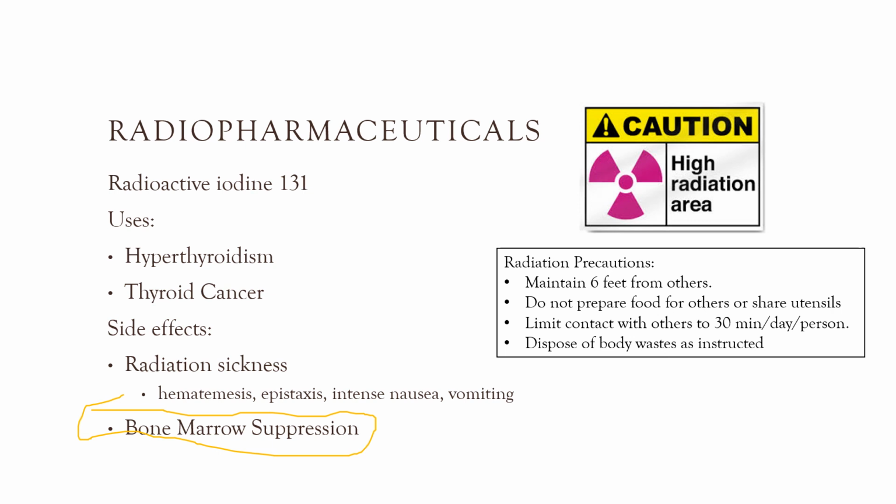What does a suppression in bone marrow look like? That is a decrease in white blood cells, so your agranulocytosis. That is a decrease in platelets, which means an increased risk for bleeding. So we're at risk for bleeding and infection, so you've got to remember both of those.